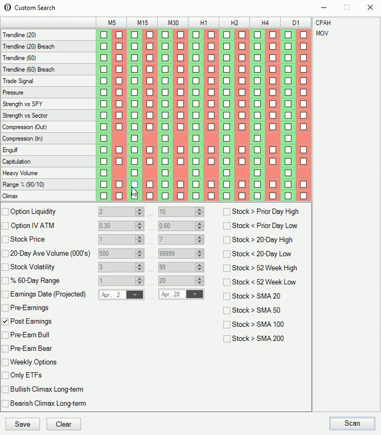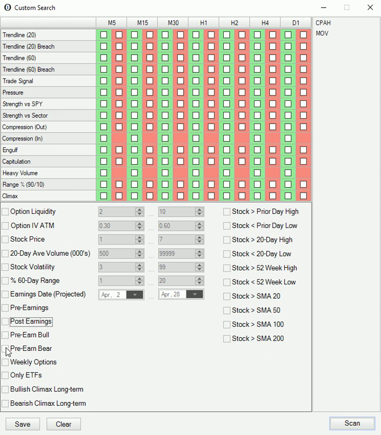So I can start looking for 5-minute engulfing patterns, capitulations, compressions, pressure, all these other things I can be looking for, liquid options. Boy, I'll tell you, great stuff. Can't wait to have you trying it. So I'm going to unmark post earnings, so you can look pre-earnings or you can look post earnings. And I think I mentioned that post earnings would have been any company that announced after the close yesterday or before the open today.